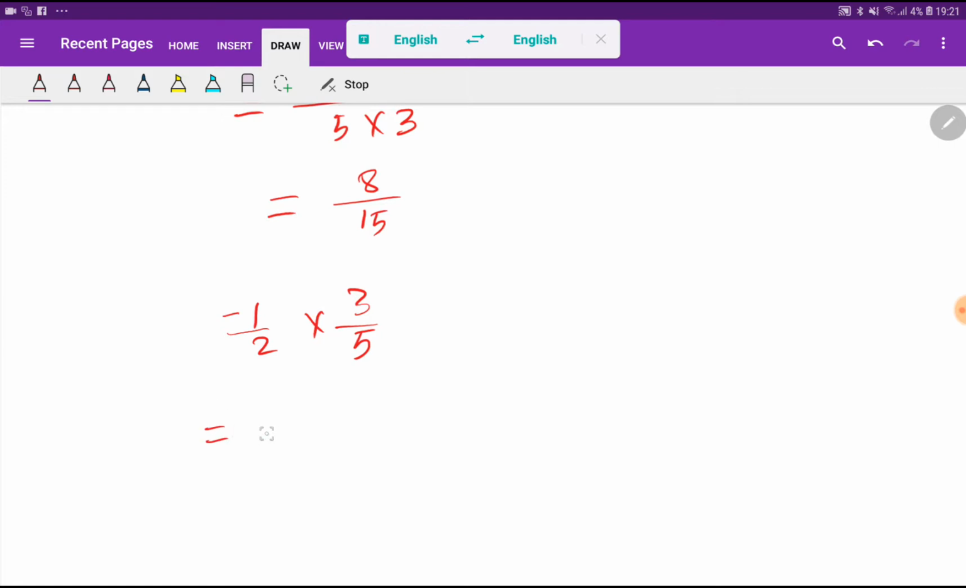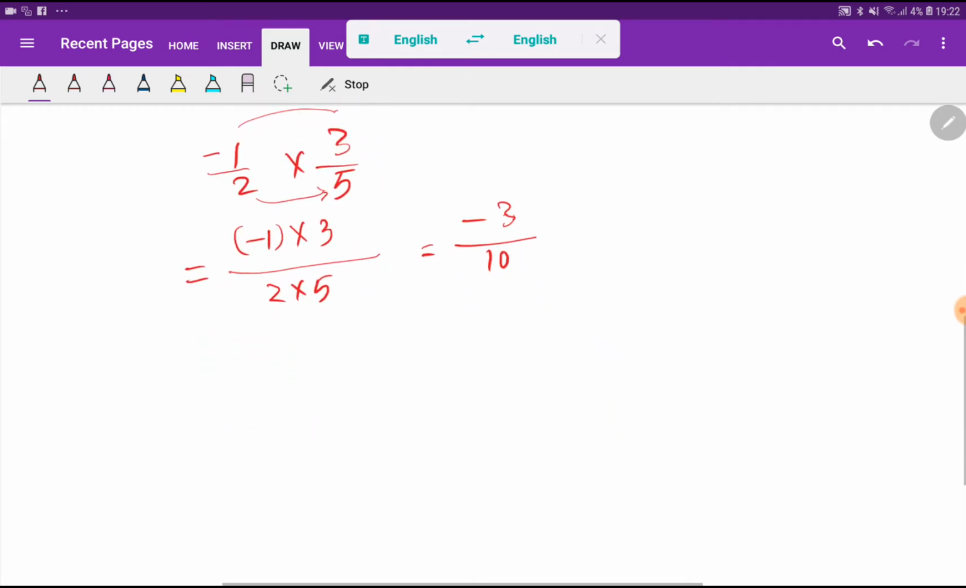So now we have to multiply numerator to numerator, that is minus 1 times 3, then denominator to denominator, 2 times 5. So basically we are getting minus 3 divided by 10. So this is the result, right? Okay, let me take another example.